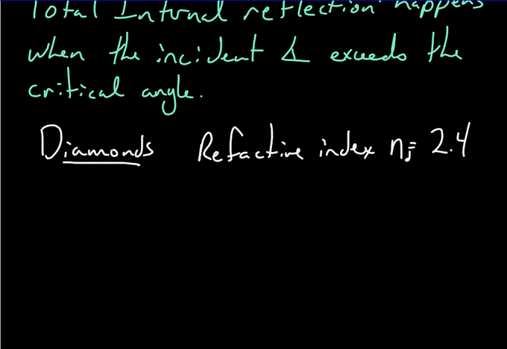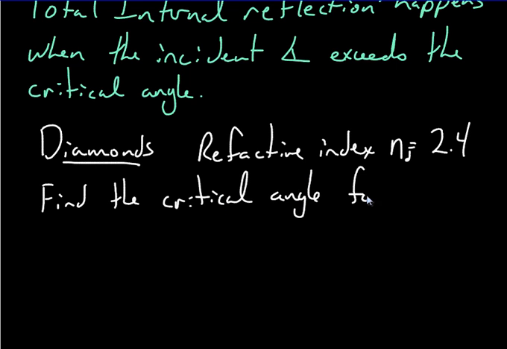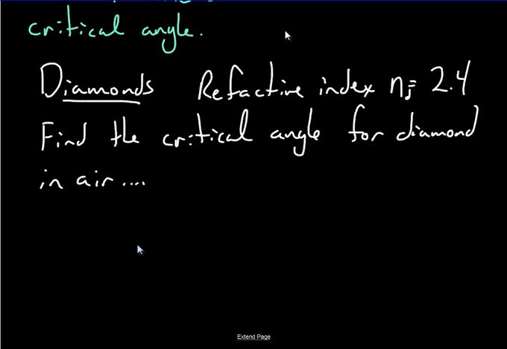So what I'm going to ask you to do is find the critical angle for diamond in air. Okay. So it's still going to be Snell's law. We're still going to use n1 sine theta 1 equals n2 sine theta 2.